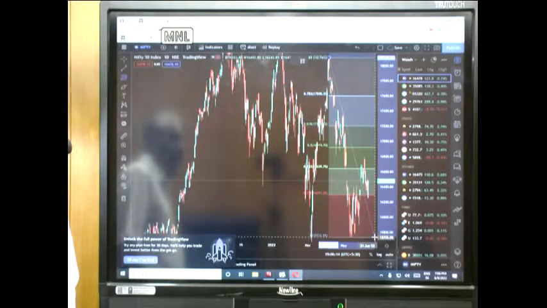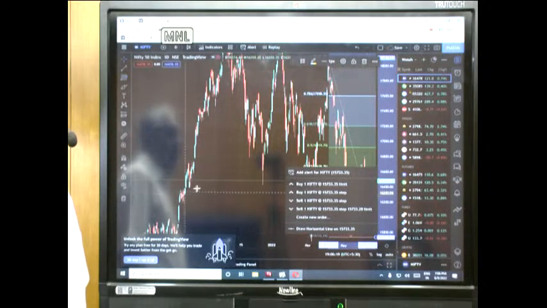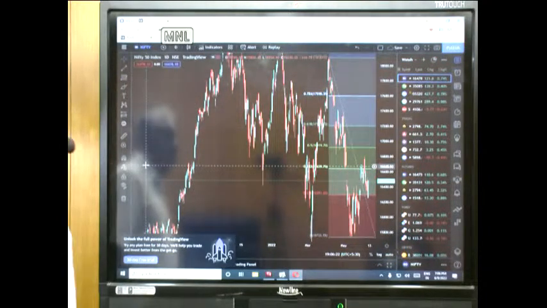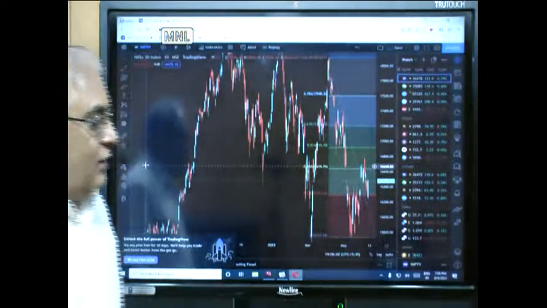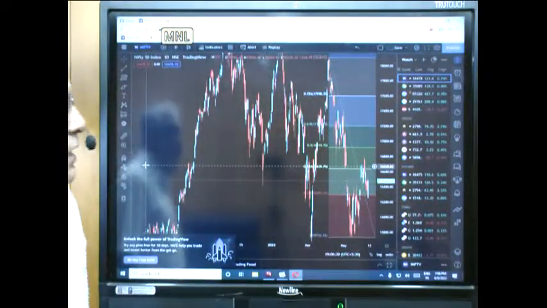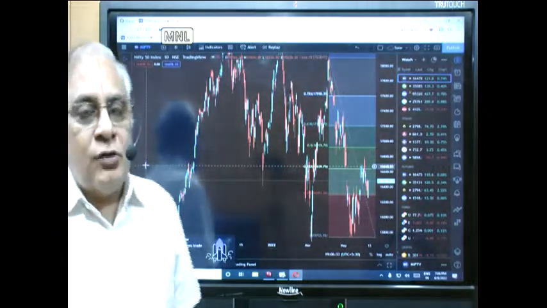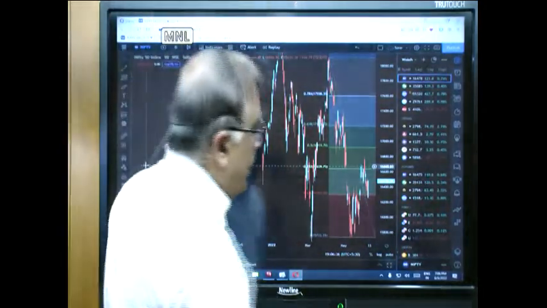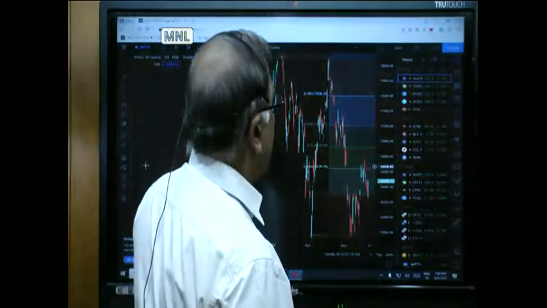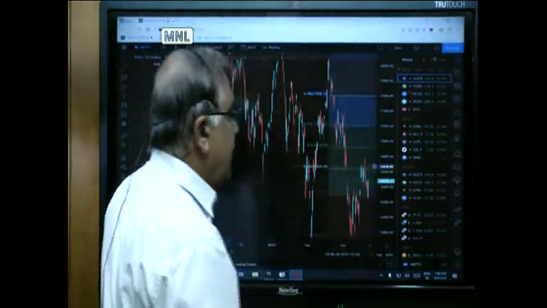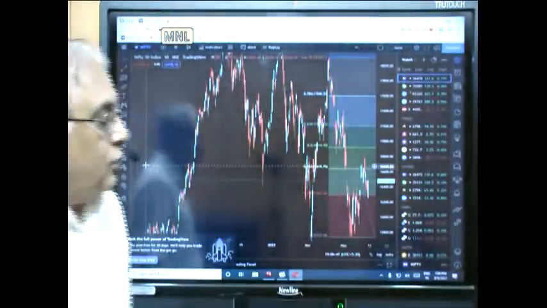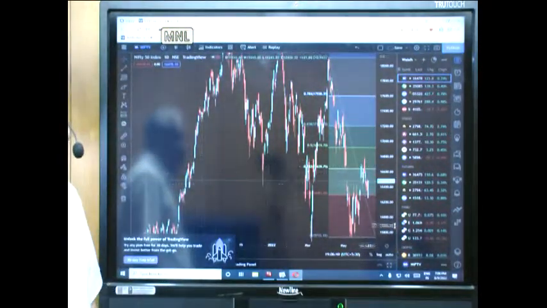So this is the Fibonacci. This is from the 18,114 fall to this particular level, that is 15,800. Normally the 38.2% retracement is the most important retracement. So if you look at it, it came right up to the 38.2%, that is the 16,639. It exceeded that, and then it started to fall and took support closer to 16,293. This is 16,293. Right, 16,293.